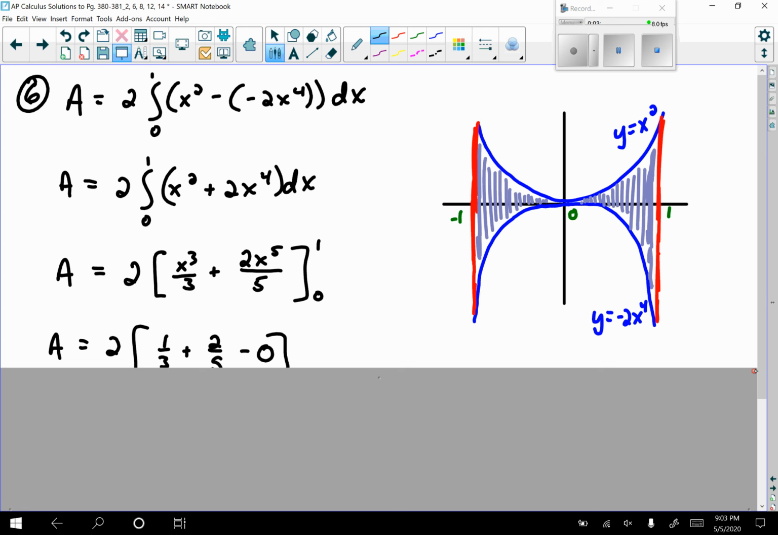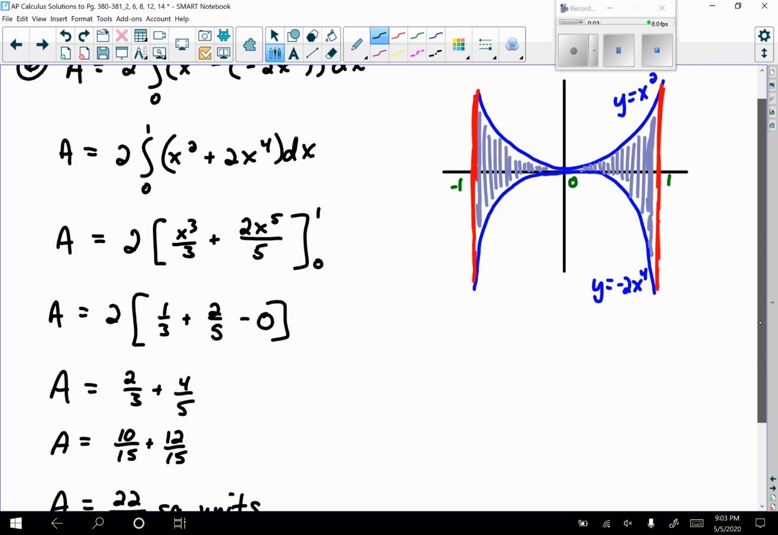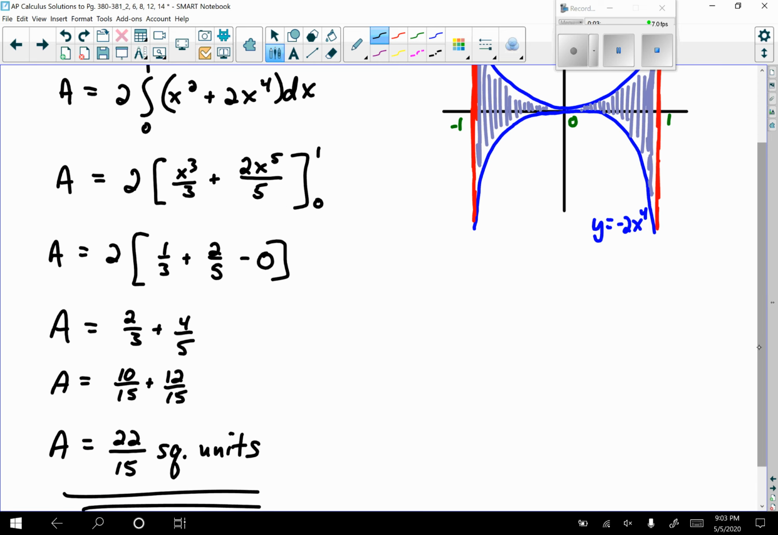This one, I feel, was a little simple compared to some of the other problems that we went into, as far as not as many steps involved with the antiderivatives here. No trig identity substitutions were needed as well. All right, so just look at the steps. Again, evaluating from 0 to 1, we do get involved with fractions. So here we end up with 22/15 square units.